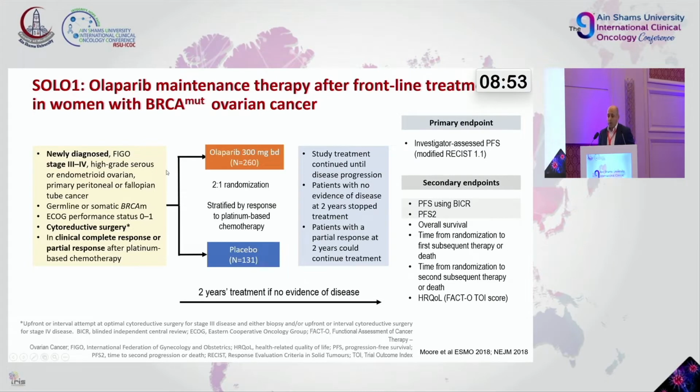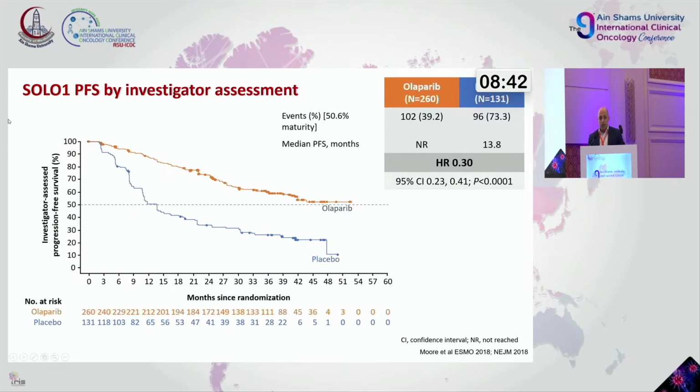So we all heard about the SOLO-1 trial, which was olaparib maintenance after newly diagnosed patients who achieved a CR or a partial response. We gave them maintenance of olaparib versus placebo, and we all know the progression-free survival. As you can see, the beautiful early separation of the curves with an excellent hazard ratio of 0.3, so 70% response regarding the progression-free survival.